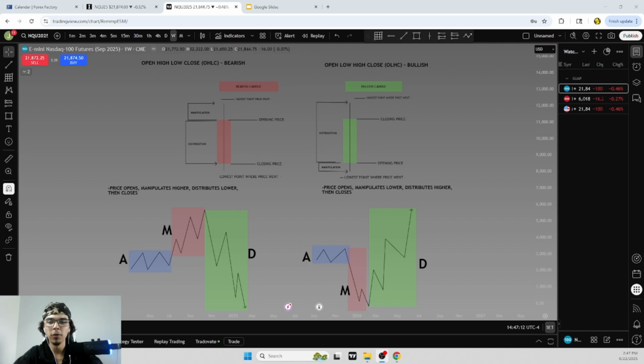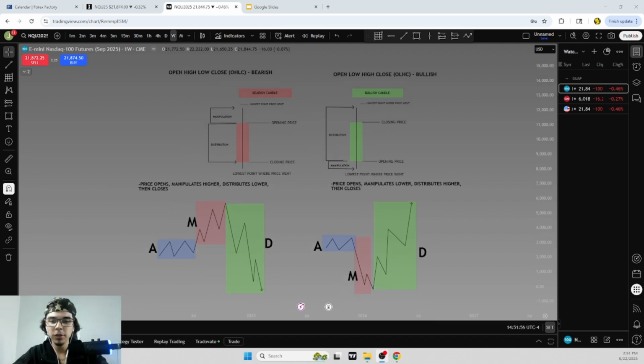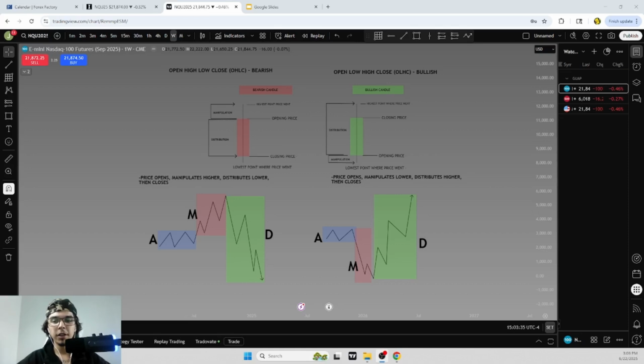Today we'll be going over open low high close and open high low close. This video is going to be fairly short. I say it is a pretty easy concept to grasp. However, it is very important in your journey to becoming profitable. You're going to need to understand what each candle is telling you and why price moves as it does as a whole.